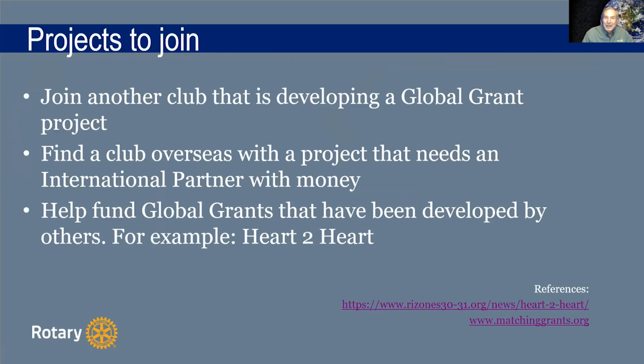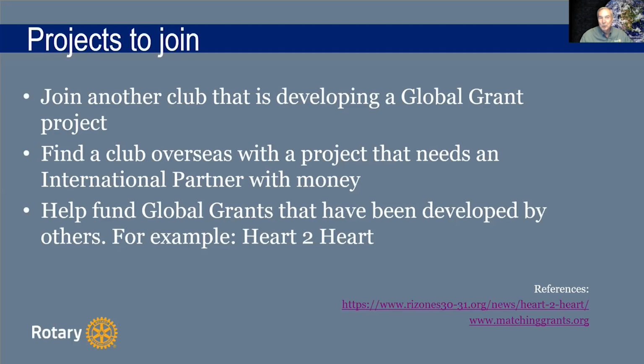Okay, so the easiest way to do it is to join another project. You can find a club that's developing a global grant, and that happens all over the world. There are people developing global grants because they've got the need, and you can find them and join them. It might be a club overseas that has a project but needs a partner, because when you do a global grant, you always have to have an international partner. So if you come with some money, and our district can help you with money, then you can be a very important piece of the puzzle for that project overseas.